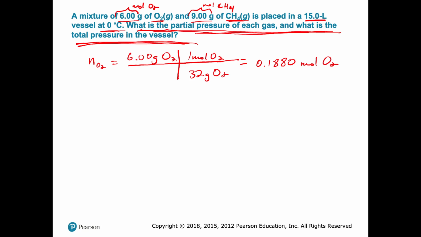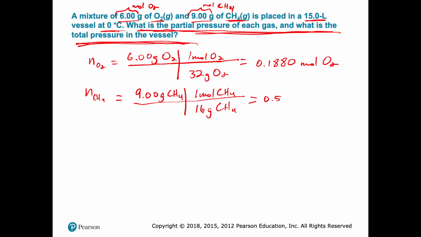That's good. Okay, so number of moles of CH4, or methane. So same thing again, except this time we're using methane. 9.00 grams of methane for every 1 mole of methane. You get its molecular weight, which is 16 grams of methane. It's as easy as dividing 9 by 16, and that gives us about 0.563 moles of methane. See, so far so good, right?